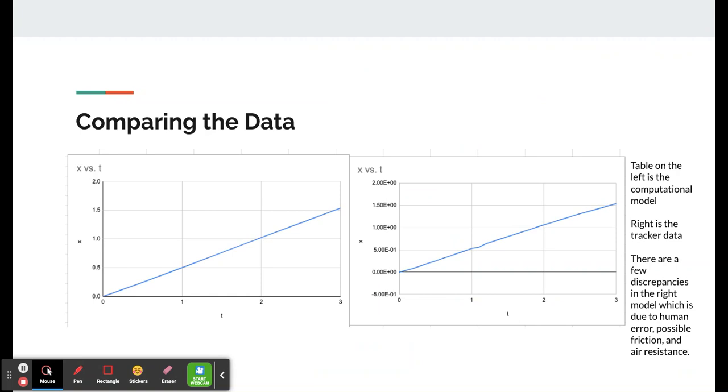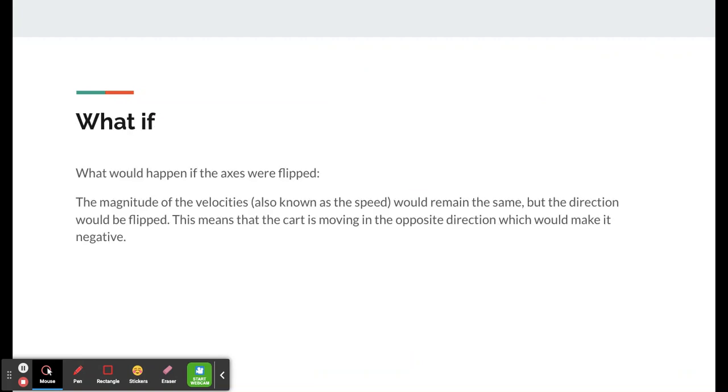So what if? What would happen if the axis were flipped? The magnitude of the velocities would remain the same, but the direction would be flipped. Since the direction of the cart is flipped, the cart is moving in the opposite direction, making it negative. So the main change is that the direction the cart moves is negative.